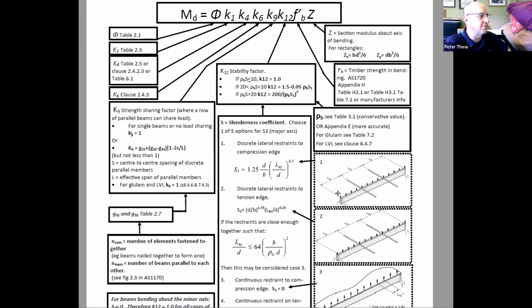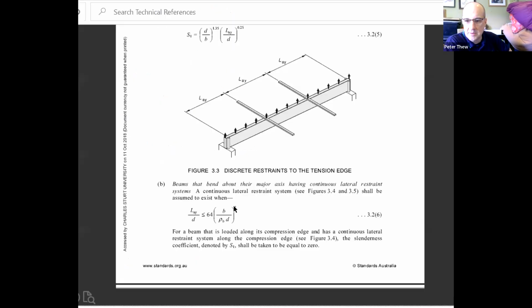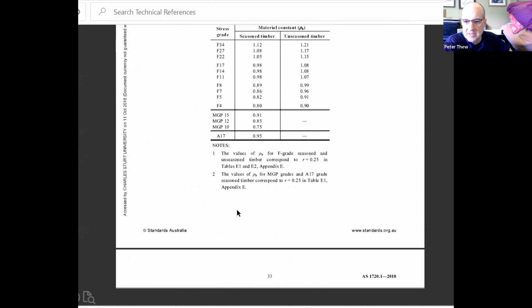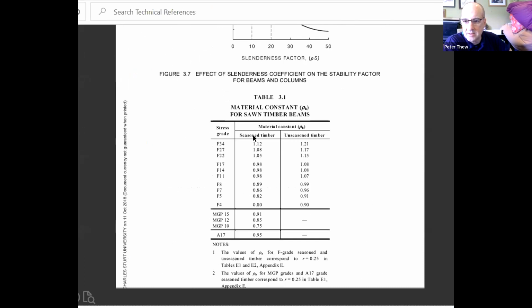K12 is 1. So let's look at the rho s. Rho b first is from table 3.1. So I come to table 3.1, and this is based on the strength. So there's our grades of timber. There's our rho b, whether it's seasoned or unseasoned. So that varies from 0.8 up to 1.2. Machine graded pine is always considered seasoned. So you get these values 0.75 to 0.91.